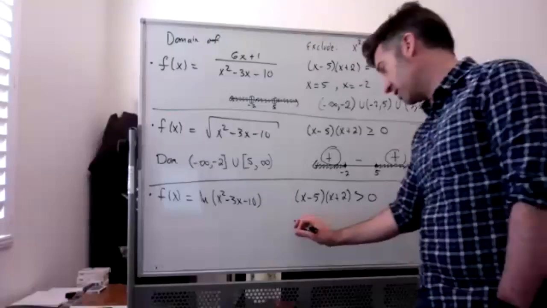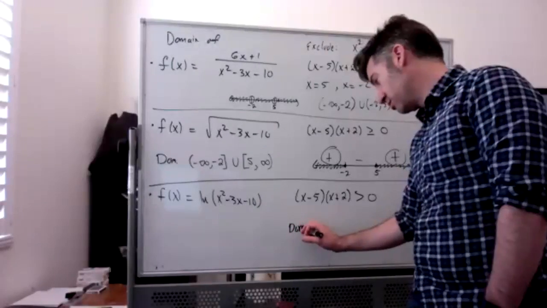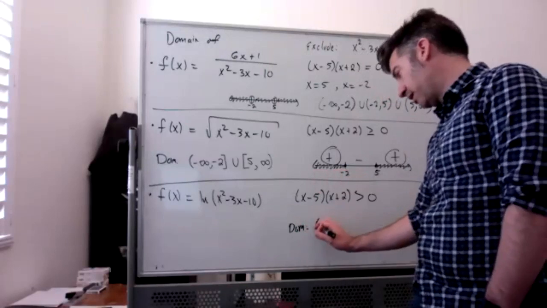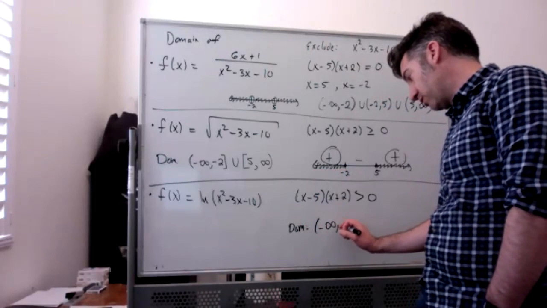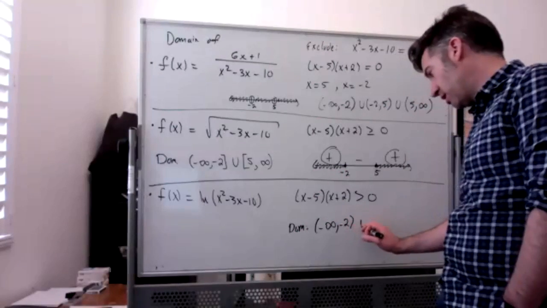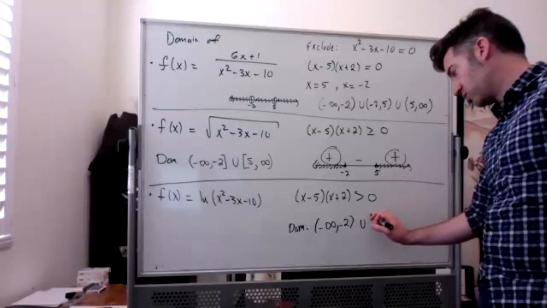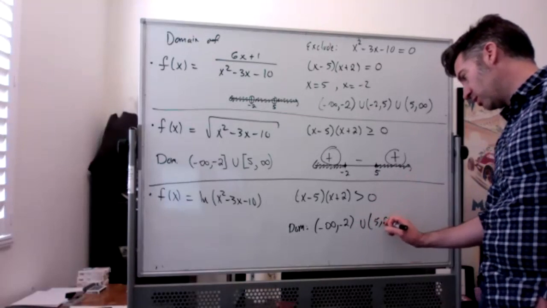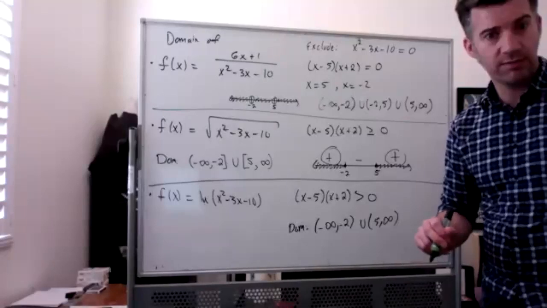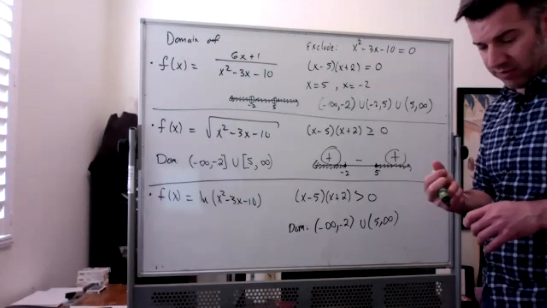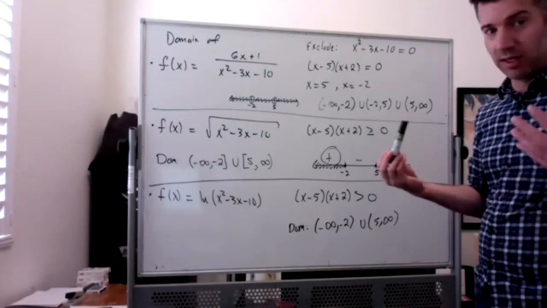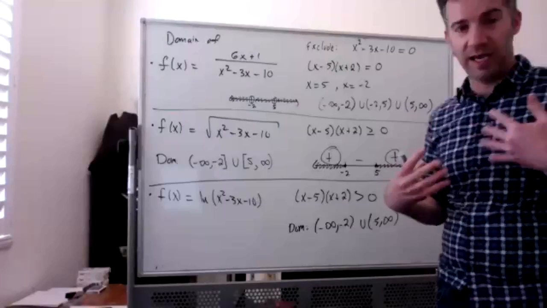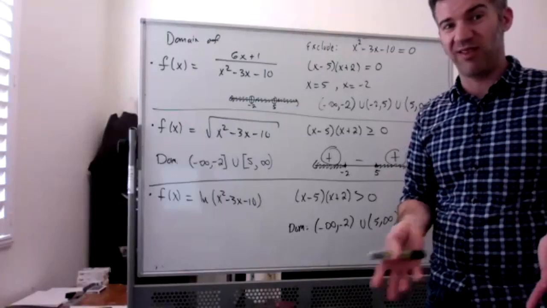So here my domain is going to be all of this, but exclusive of -2, and then all of this, but exclusive of 5. So I don't include those endpoints. So that's how we find the domain of the 3, or I should say, those are the 3 different types of domain restrictions where you have to exclude something.